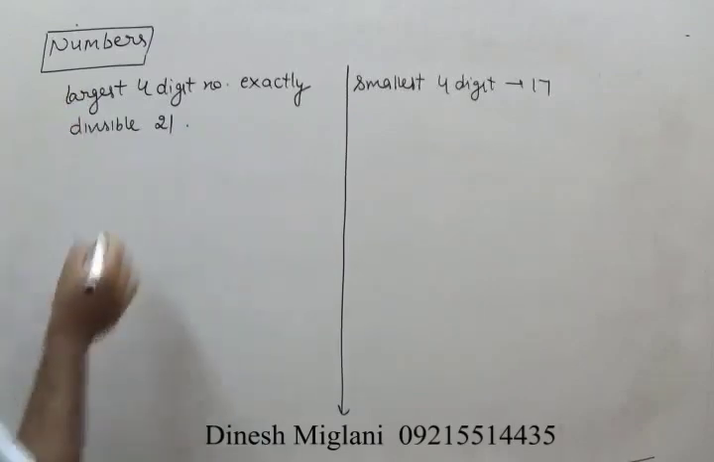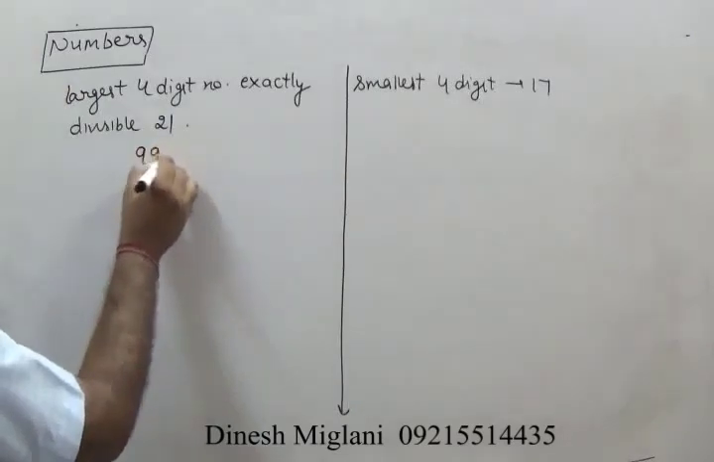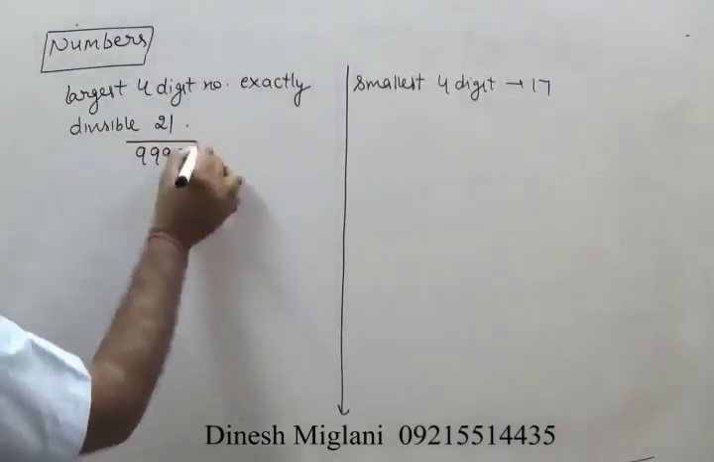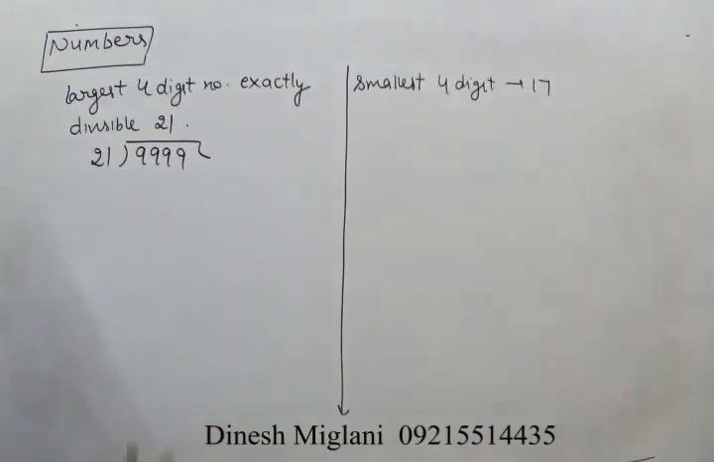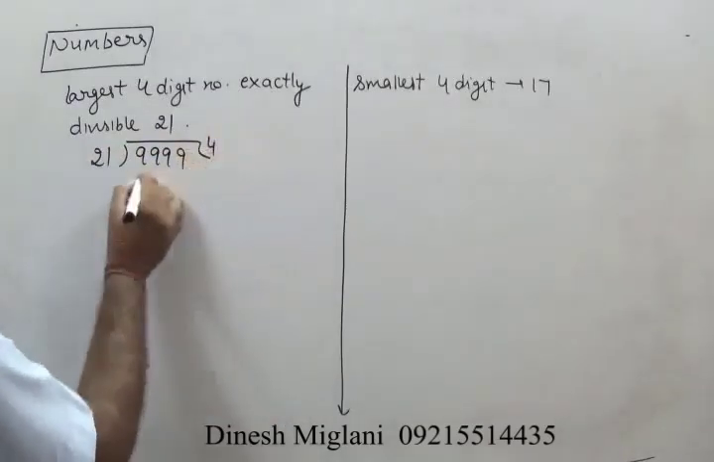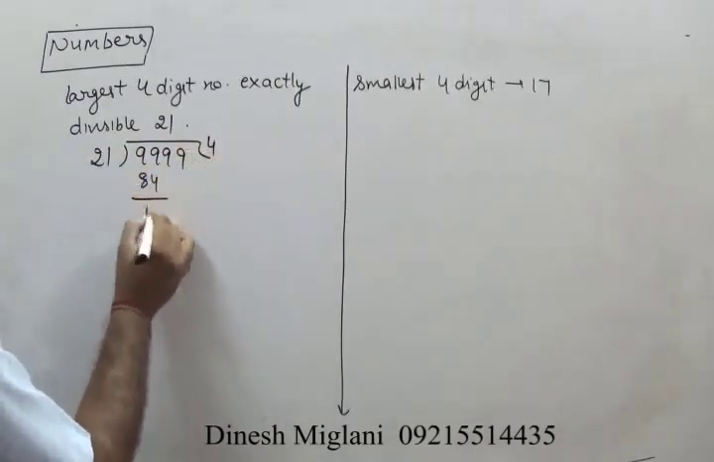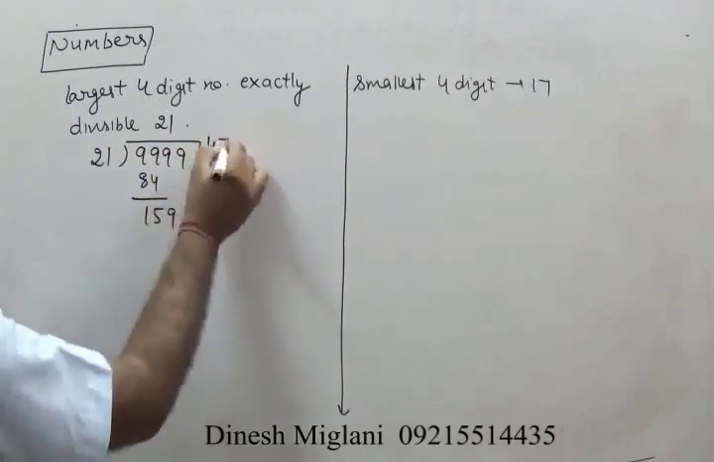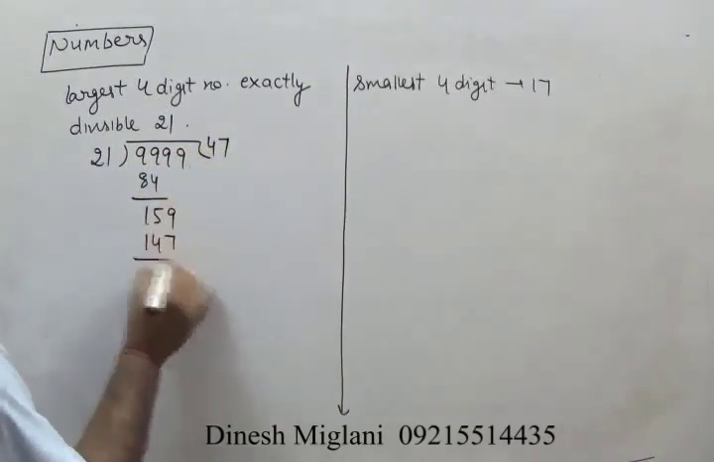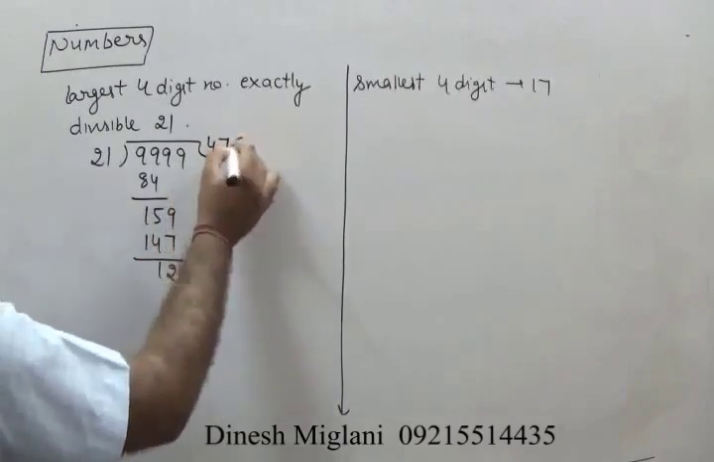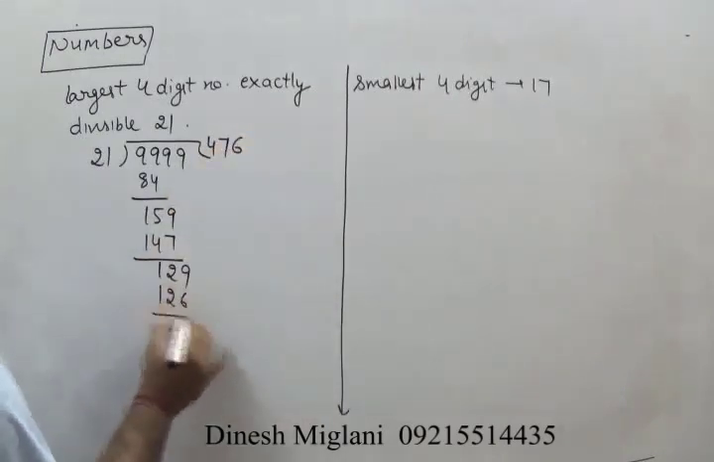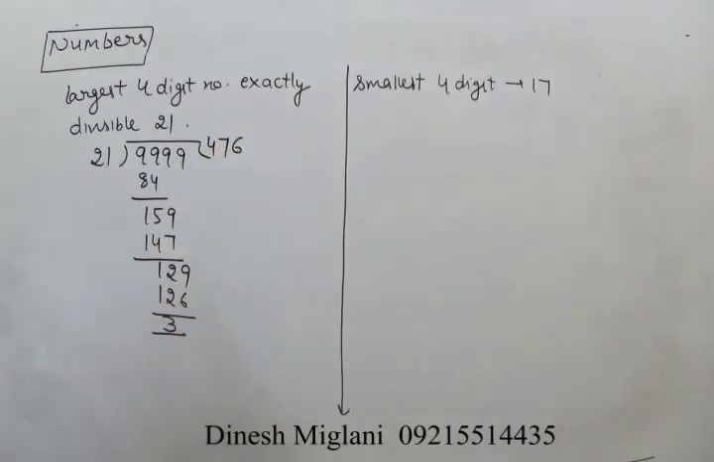What do you mean by the largest 4-digit number? 9,999. You have to divide this number by 21 and find the remainder. What remainder will you get? 21 goes 4 times, you get 84. Then 159; 21 goes 7 times, 147. You get 12. Then 21 goes 6 times, 126. Here I can say the remainder left is equal to 3.